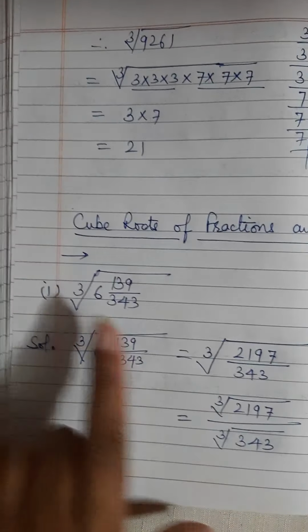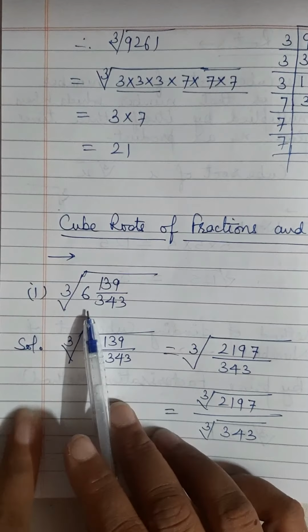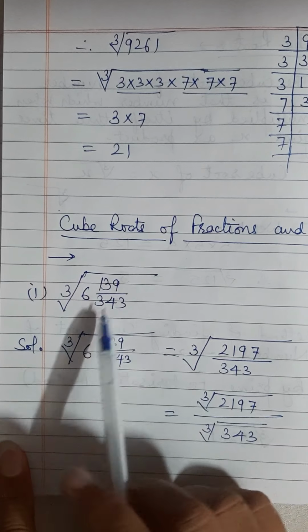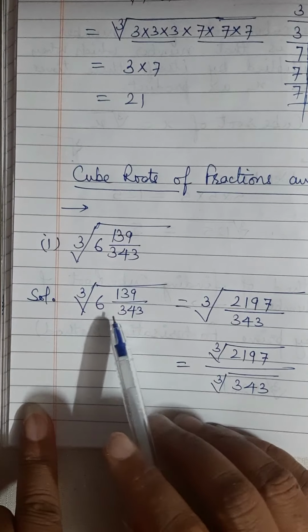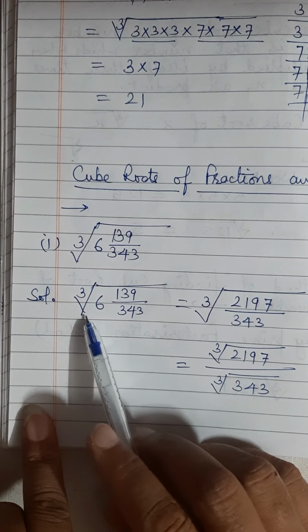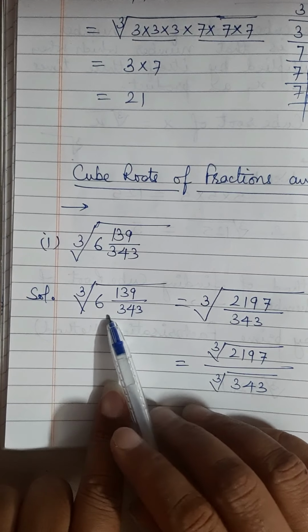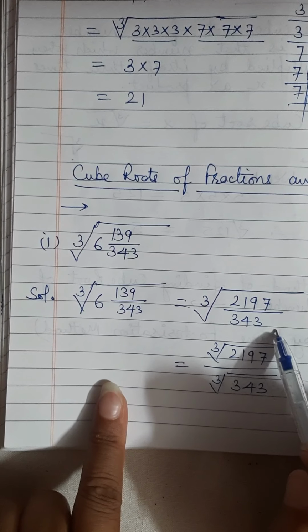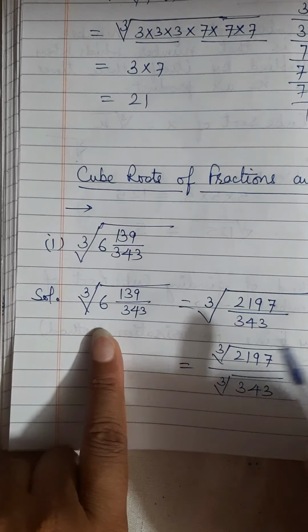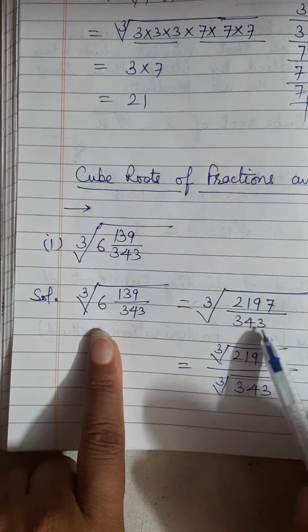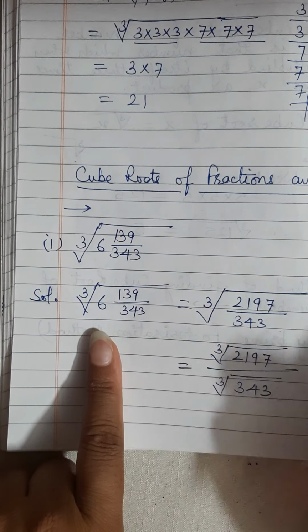Now see how to find the cube root of fractions and decimals, right? Here I am finding the cube root of a fraction. Now we have been given a mixed fraction. To find the cube root, just convert this mixed fraction into an improper fraction. Okay. So by converting, we get 2197 over 343.